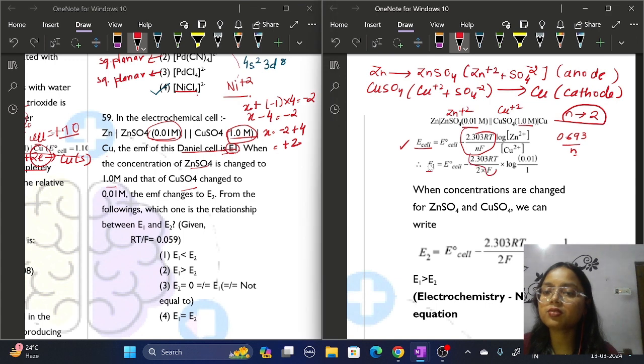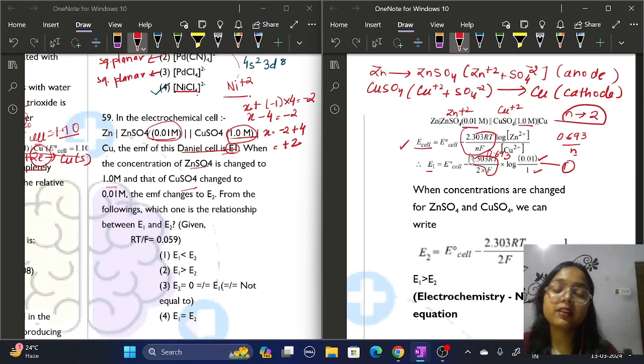You can take this whole part as 0.693, or you can take it like this also. So Zn plus 2 concentration is 0.01, right? And CuSO4 concentration, meaning Cu plus 2 concentration, is 1, as given. So this is the first equation, E1.